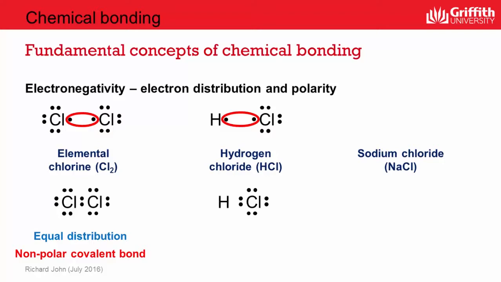The difference in this case is that the atoms are not identical and they have different electronegativities, with chlorine being significantly more electronegative than hydrogen.